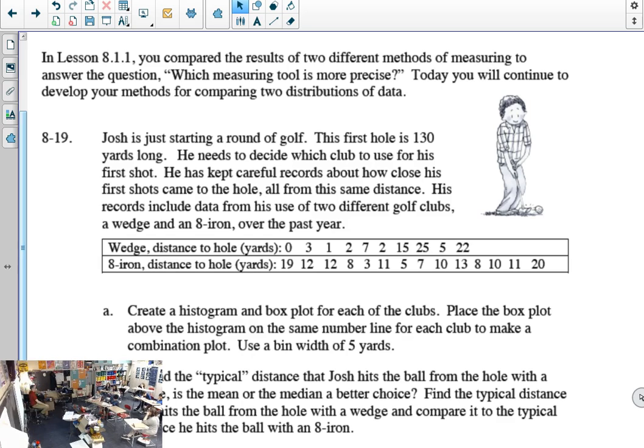So Josh has kept track of his distances. He is a data junkie. He's got the distances that he has gone with his wedge and with his 8-iron. So we want to create a histogram of this and show the distribution. Now, unfortunately, because his hits don't just get longer as they go, the data's not in order right now. So your first task should be to put your data in order. Then we want to create a histogram and a box plot for each of these. And you guys can read. So we're going to work through this and try to solve it. I'm going to give you a few minutes.